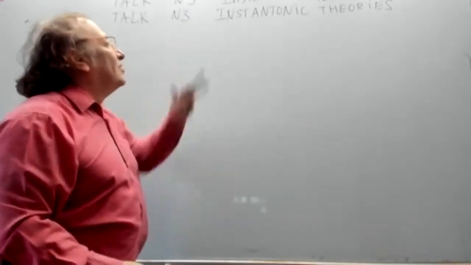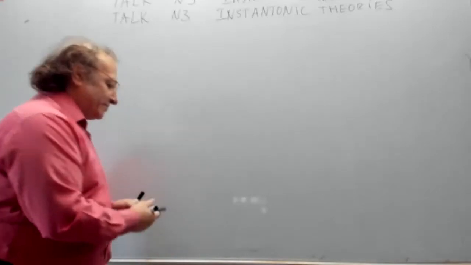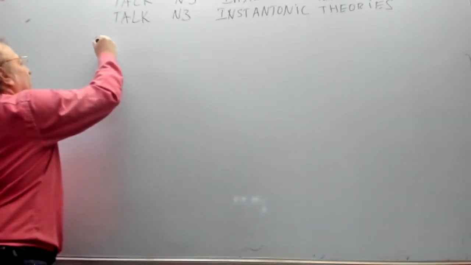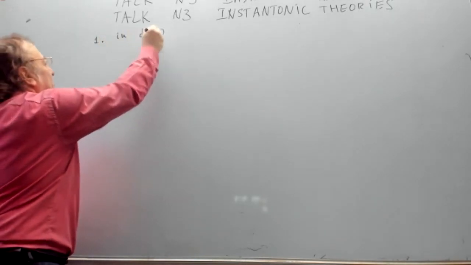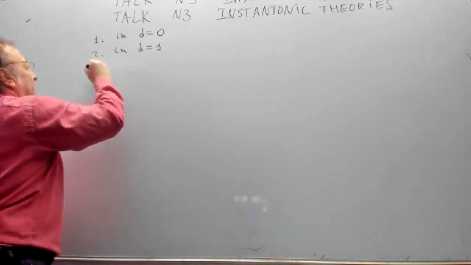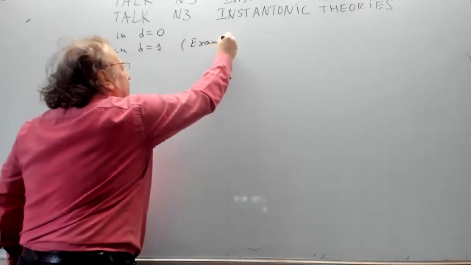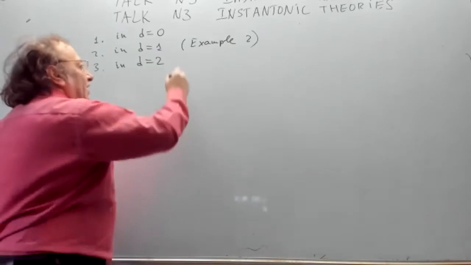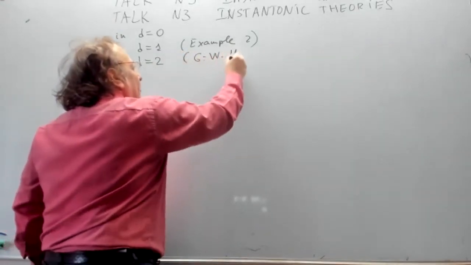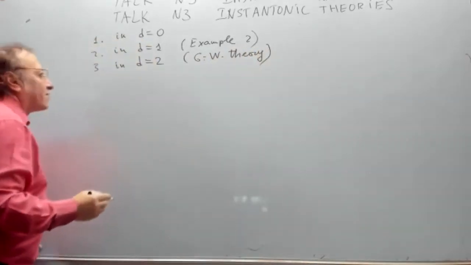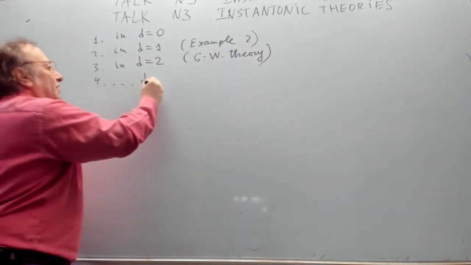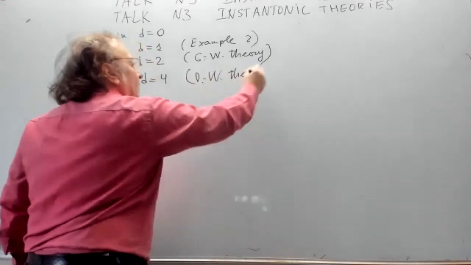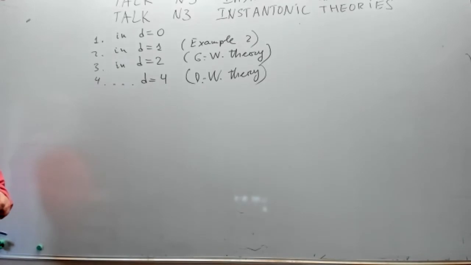Now I am coming to the main topic of my today's talk, the instantonic theories. So the plan would be as follows. First, I develop them in dimension equal to zero, then in dimension equal to one. And it would be exactly example two, then in dimension equal to two. And it would be Gromov-Witten theory. And I would say that it's possible to do it in dimension equal to four. It will be Donaldson-Witten theory. And I will show that there are some other theories that were missed along the way.